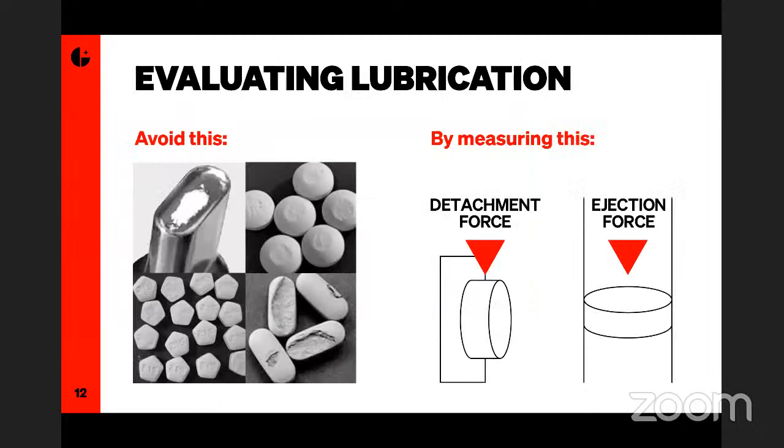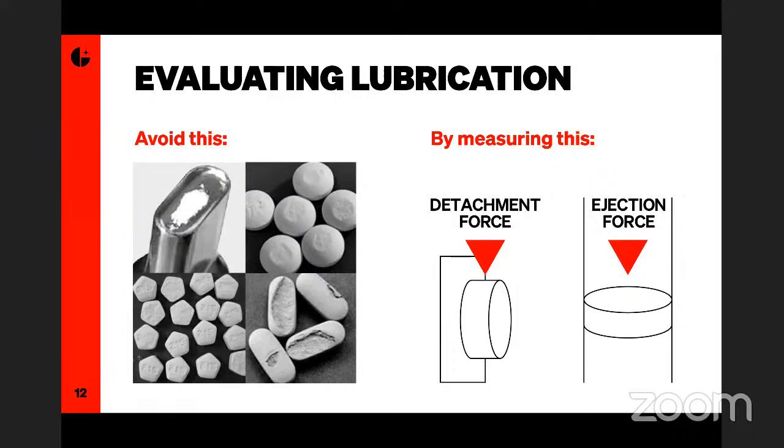Moving away for a moment from what is described in 1062, I mentioned at the beginning that we also need to consider lubrication when we're analyzing compaction. If we don't, we're likely to end up with sticking and picking problems. But 1062 doesn't provide any advice on how to evaluate lubrication. You can evaluate it by measuring the detachment and ejection forces. And these are the forces you need to get a tablet out of the die.